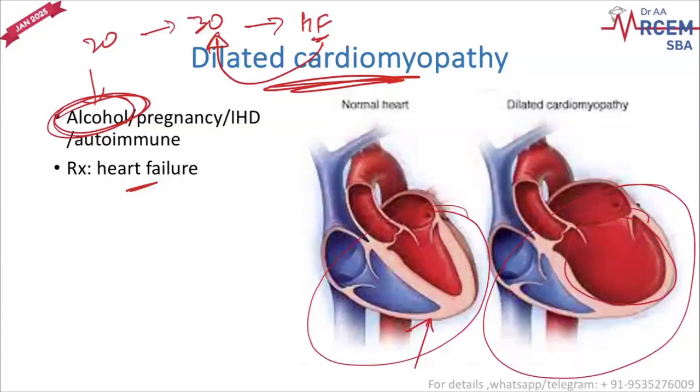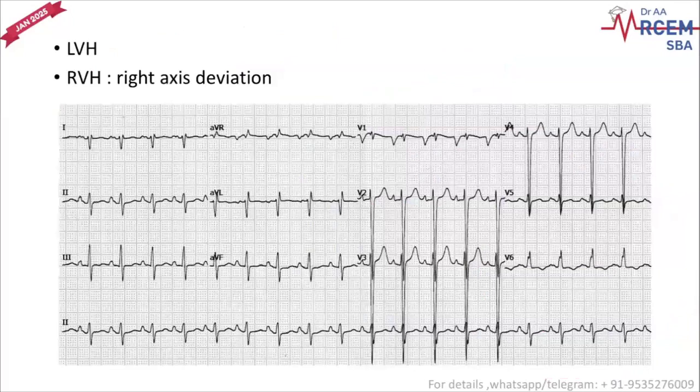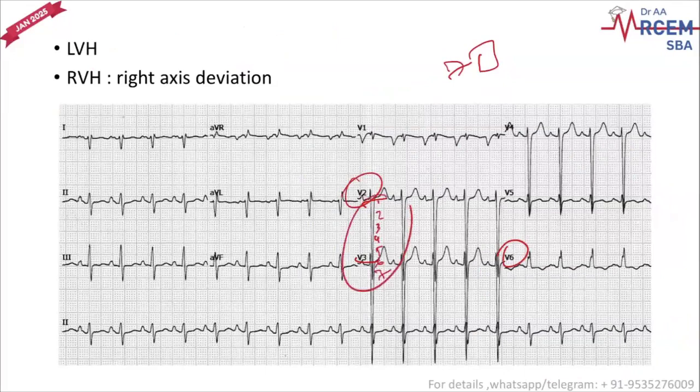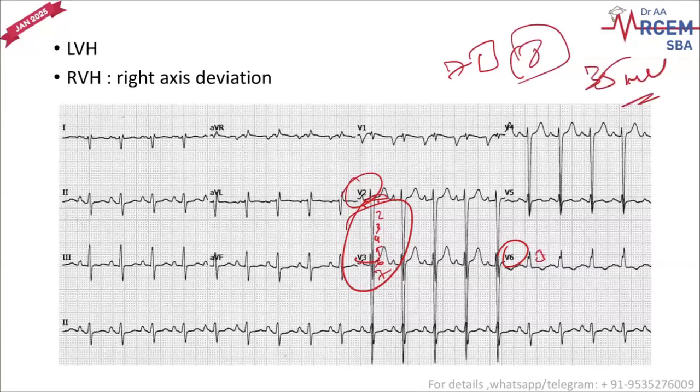So LVH, left ventricular hypertrophy, and right ventricular hypertrophy changes are seen in these individuals. Left ventricular hypertrophy, we know we will be using a voltage criteria to diagnose it. So more than 7 large boxes, if you compare V2 and V6 here, if you count it here, 1, 2, 3, 4, 5, 6, 7. Already 7 is here, plus 1 if you consider, it is 8 boxes. So more than 35 millimeters it is present.